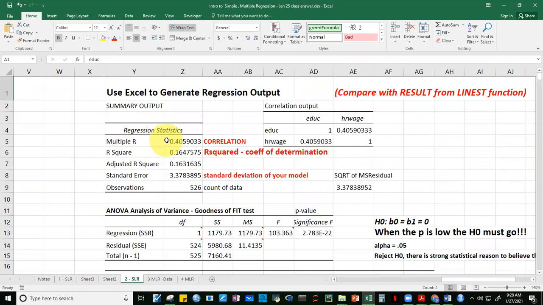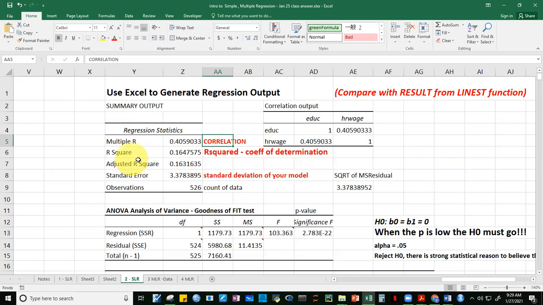Sabi natin, itong first part ng regression output in Excel, this gives us the first number here, multiple R, is your correlation. No? This is the correlation between the independent variable and dependent variable. The higher the correlation between your independent and dependent variable, the better. No? Mas maganda yon.